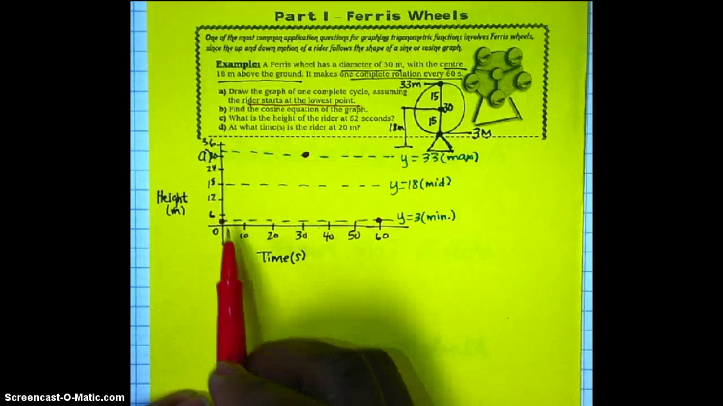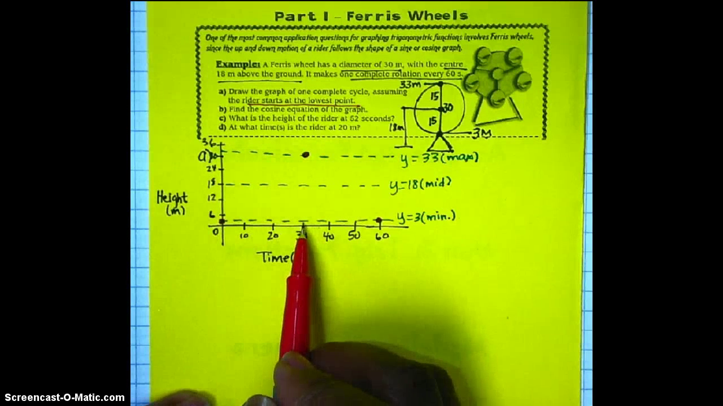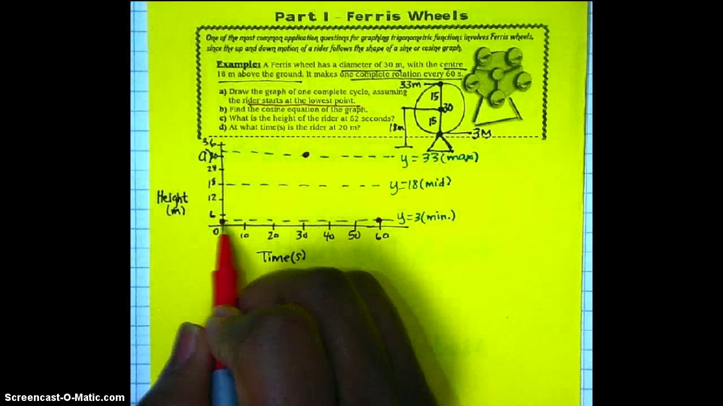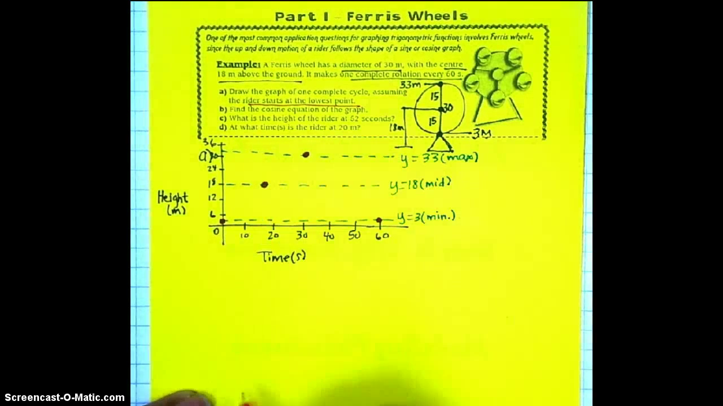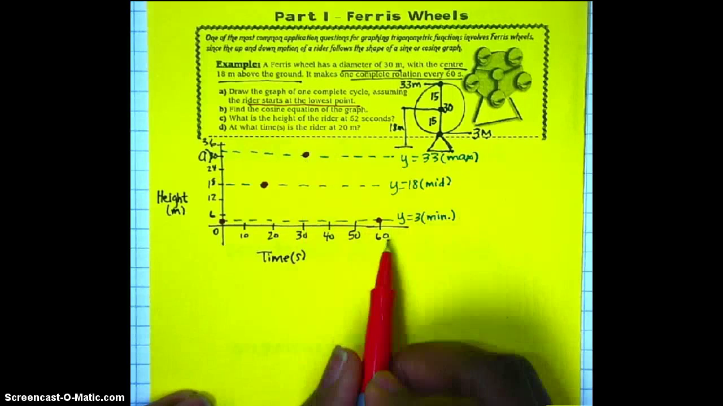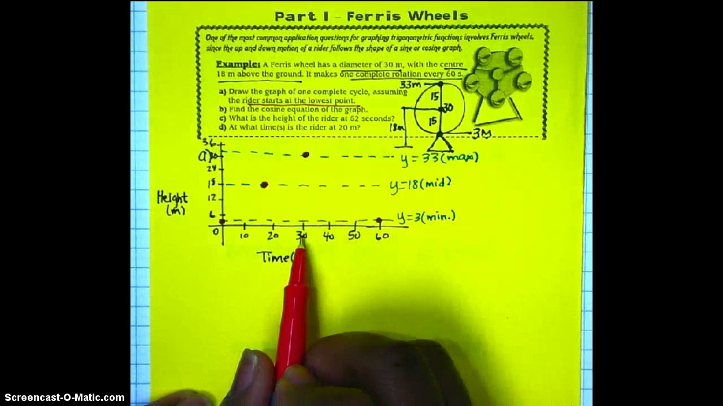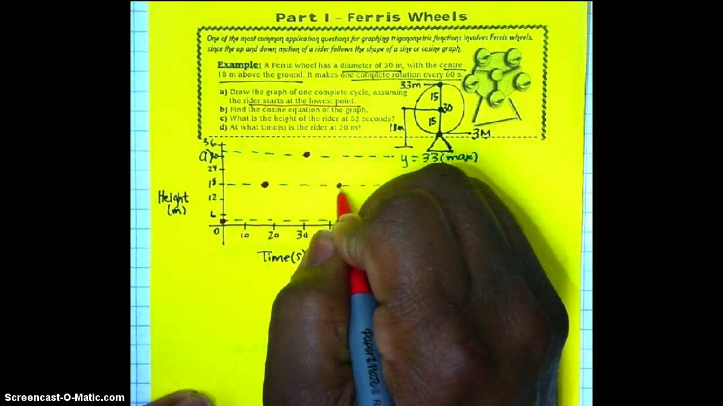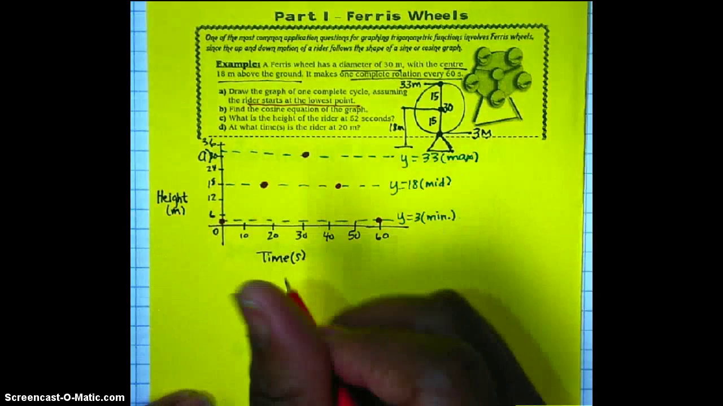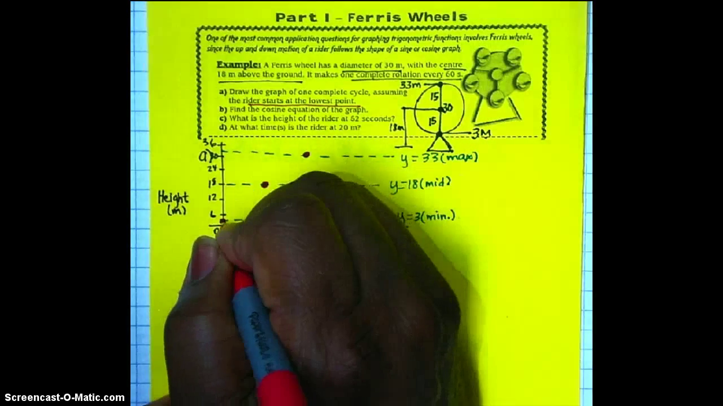And then halfway between a minimum and a maximum, I should be in the middle. So halfway between 0 seconds and 30 seconds, which is 15 seconds, I should be in the middle. And then halfway between a max and a min again, I should be in the middle. So halfway between 30 seconds and 60 seconds, which is 45 seconds, I should be in the middle. And so this represents the motion of the rider.